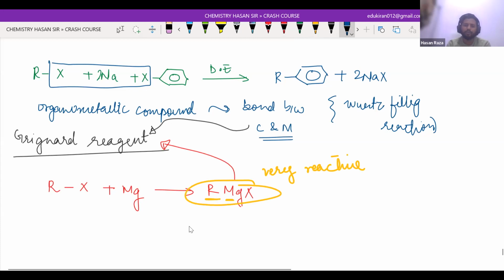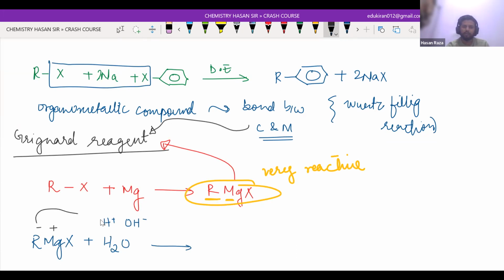It is so reactive that if it touches moisture, H2O, that means H plus and OH minus, it will convert itself into hydrocarbon. This has a positive, this has a negative, so this negative will be going with this. So it will be converting into hydrocarbon, and the byproduct will be there. Please do write it.